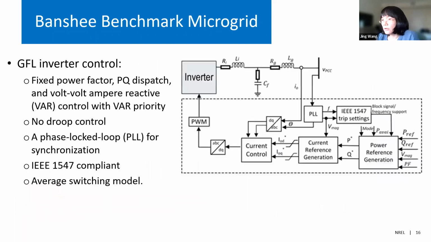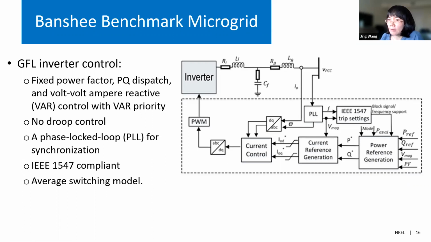For the grid following inverter control, as you can see here, we have the fixed power factor control, PQ dispatch, and the volt-var control with VAR priority. These are very typical control functions in smart inverters nowadays. And we don't use the droop control for the power control. PLL is used for the synchronization. And this grid following inverter is 1547 compliant as well. As you can see here, we added the logic to interact with the power reference generation. We also use the average switching model to emulate the switching dynamics. So this is the grid following inverter control.